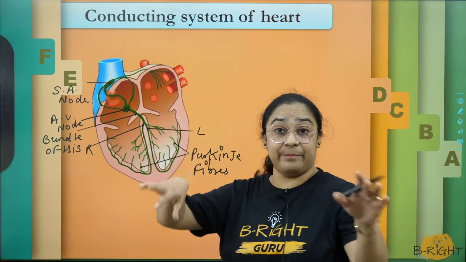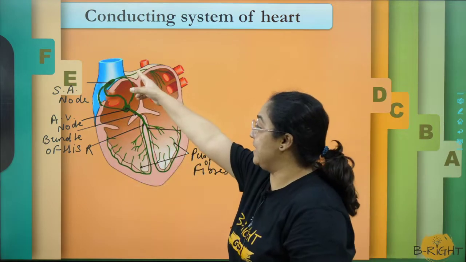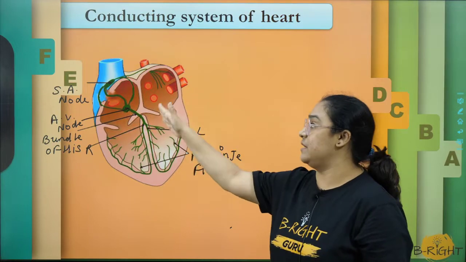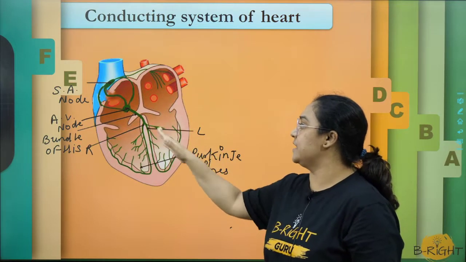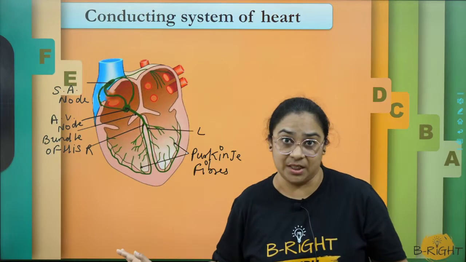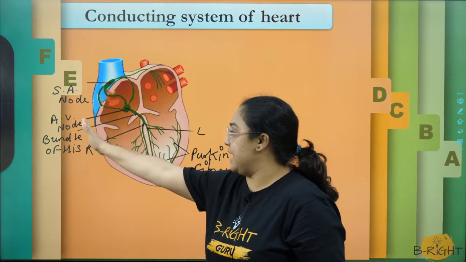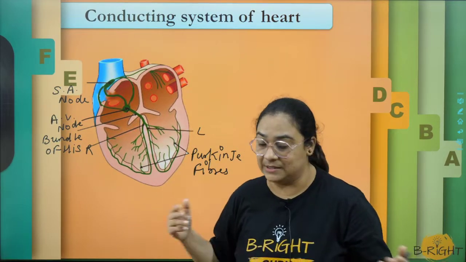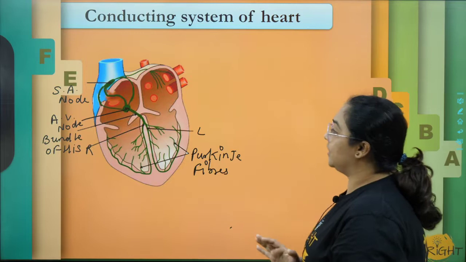That is, the impulse is passing from SA node to AV node to bundle of His. From the bundle of His it moves to the right and left bundle of His, to the Purkinje fibers and then finally to the ventricular walls, right? So SA node, AV node, bundle of His, Purkinje fibers and ventricular walls. Yes. So this is about the conducting system.